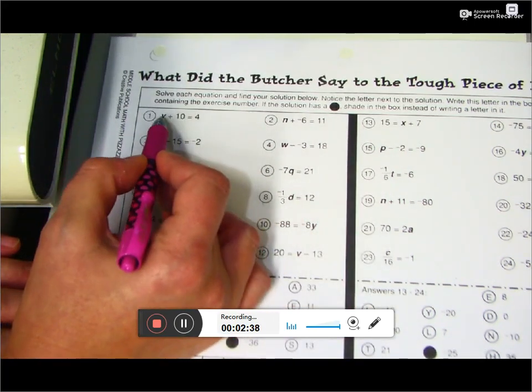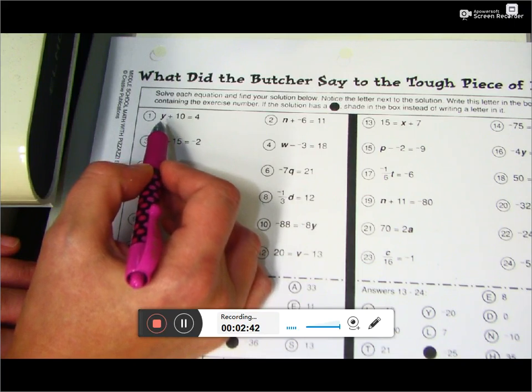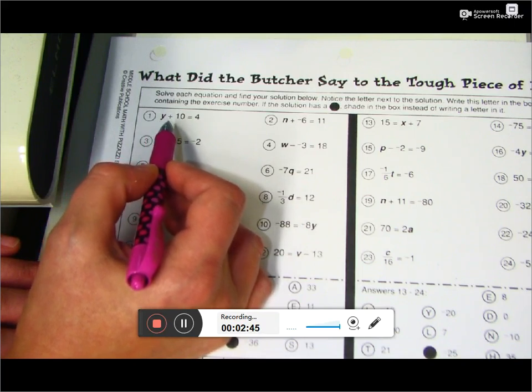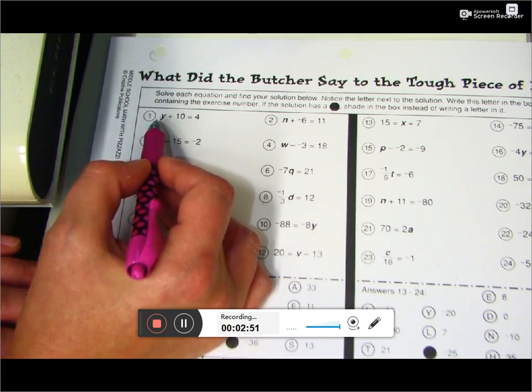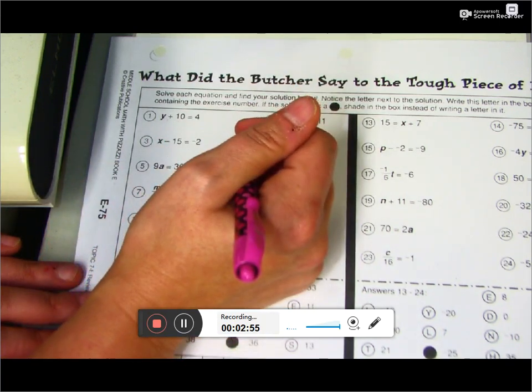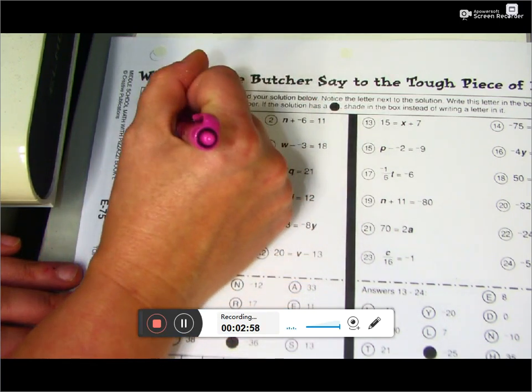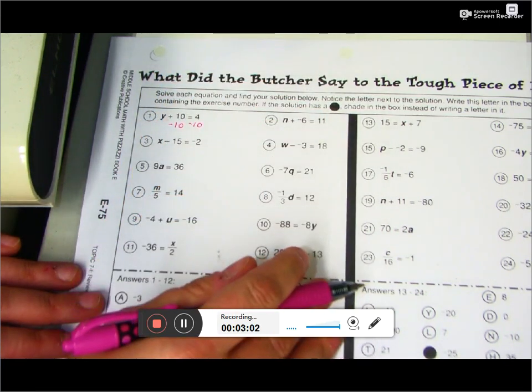Okay. Because this is a plus sign, we want to know what y is. We do the opposite of addition. Okay. We need the y to be by itself. That's what we call isolating the variable. So to undo this addition, we're going to use the opposite of addition, which is subtraction. So we're going to subtract 10 from each side of our equation.